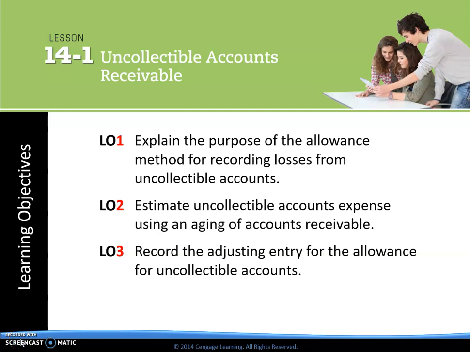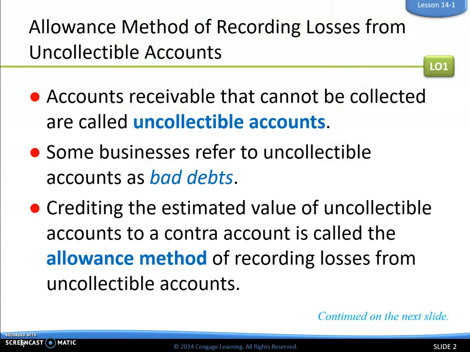Okay, 14.1, we're going to talk about uncollectible accounts receivable. We have 3 learning objectives for this section. You need to be able to explain the purpose of the allowance method for recording losses from uncollectible accounts. You need to be able to estimate uncollectible accounts expense using an aging of accounts receivable, and you need to be able to record the adjusting entry for the allowance for uncollectible accounts.